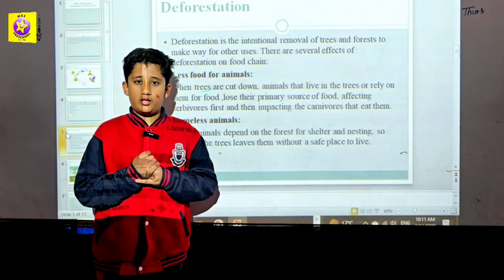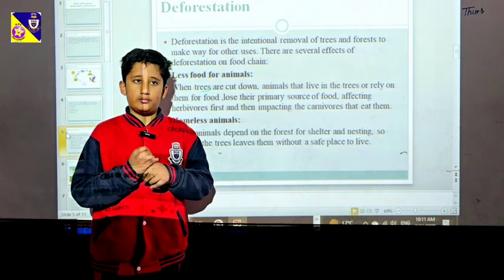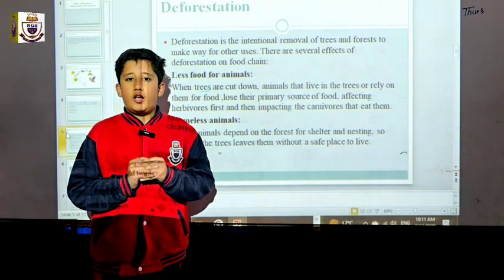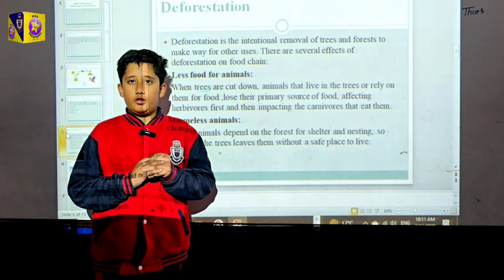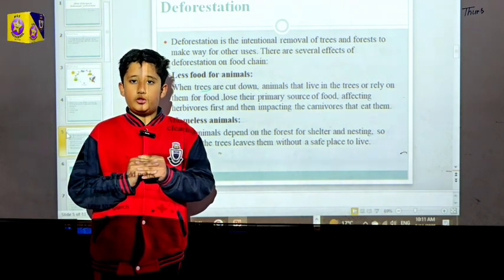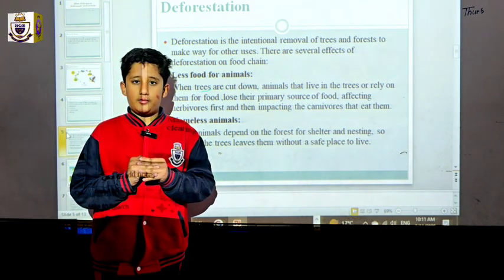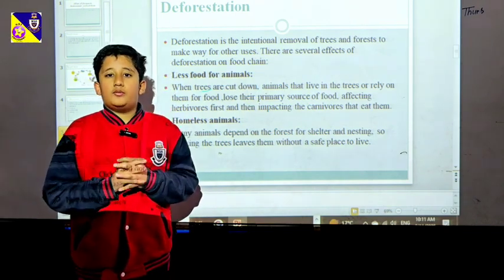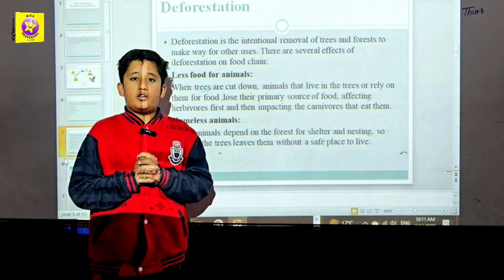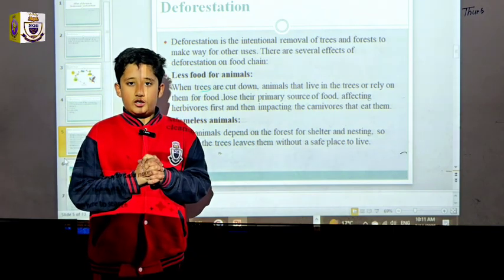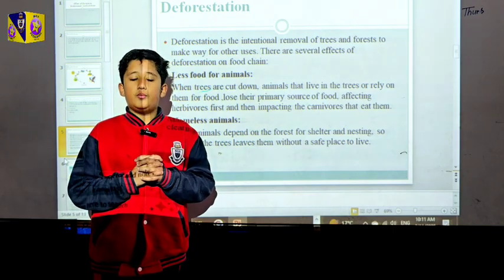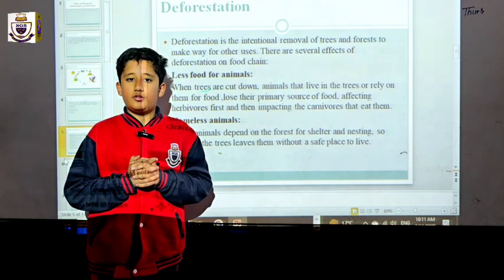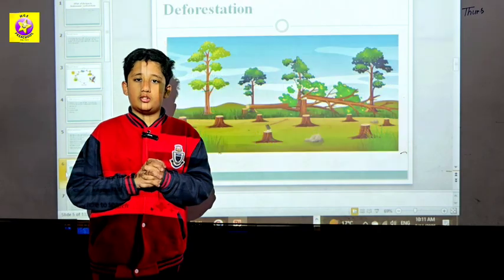Deforestation has many effects on the food chain. Animals that rely on the trees for living and for food lose their primary source of food and living. Homeless animals. Animals that rely on trees for shelter and nesting, if we cut the trees, will have no more place to live or stay safe.